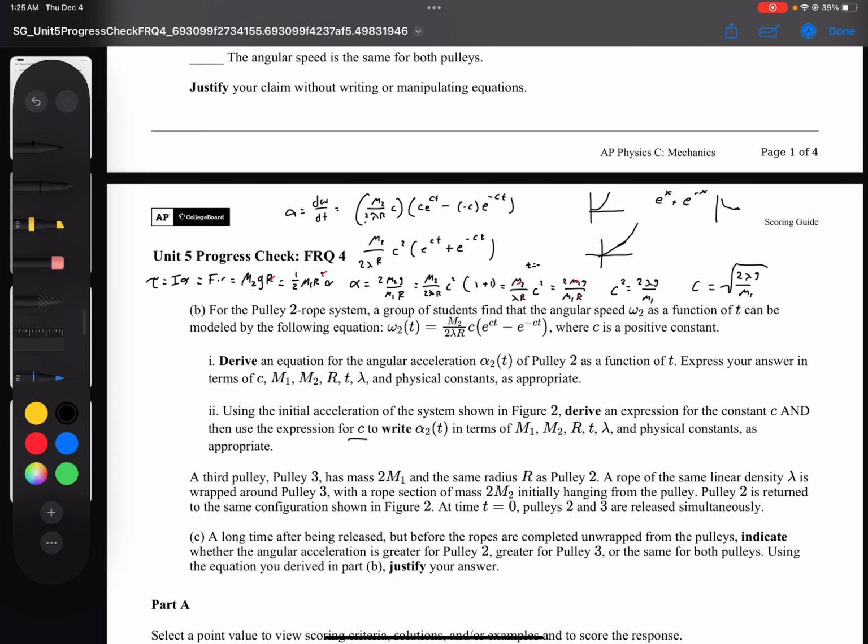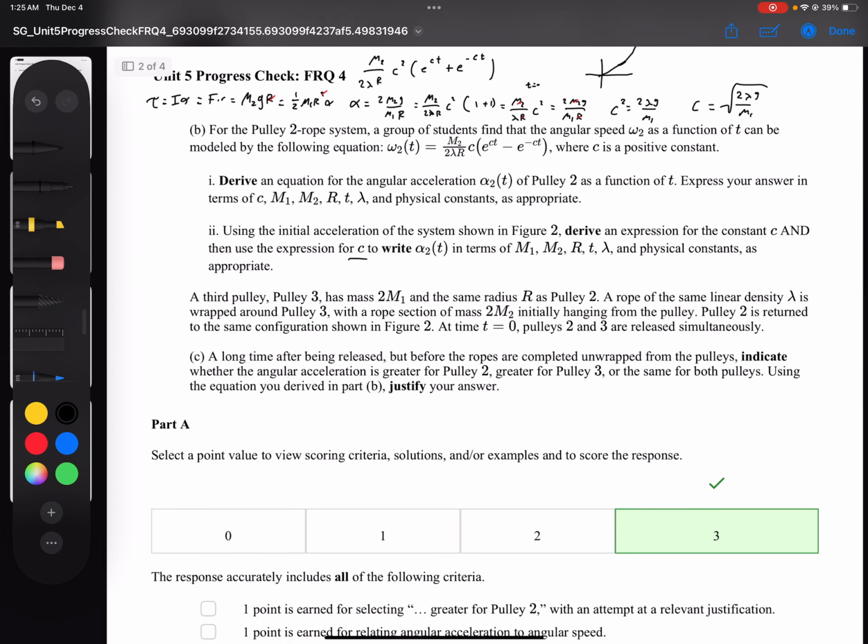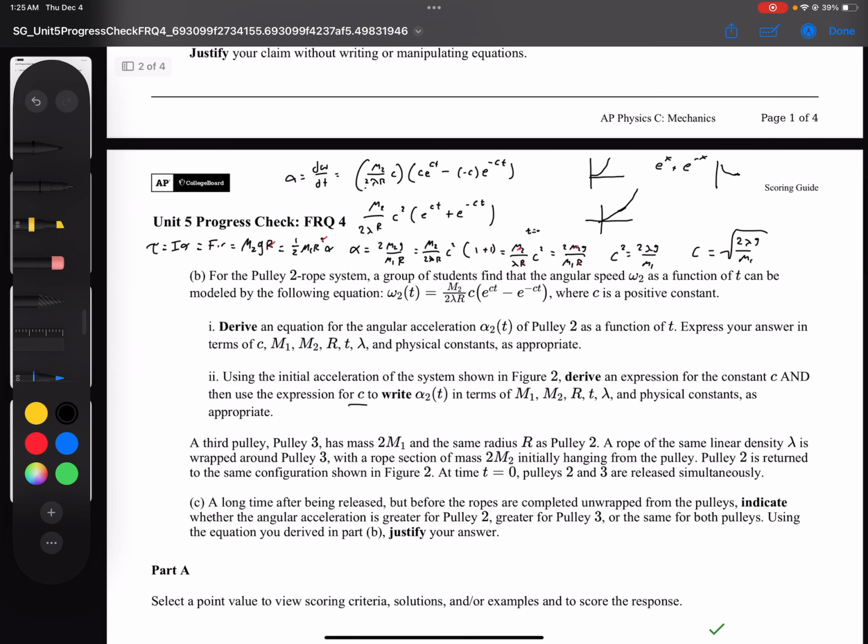Then we get to put it all back into the original expression, which we'll do here. So as an expression of t, I'm going to write these expressions so we don't lose track of them. I have m2 over 2 lambda r times c squared times e to the ct plus e to the negative ct. All right, that was part 1 of part B.